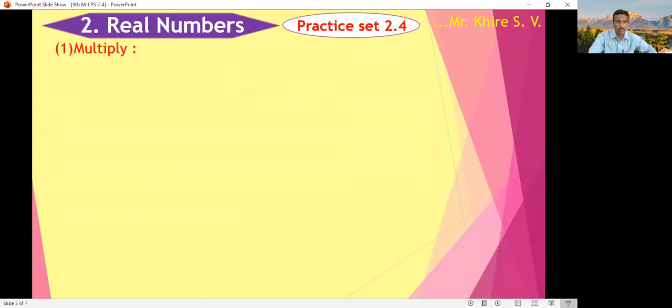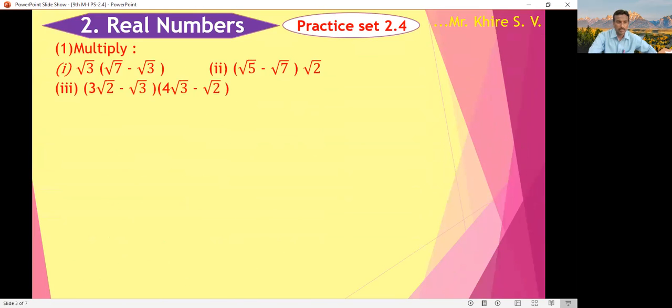Examples. Question number 1 is multiply. The first example is root 3 into root 7 minus root 3. Second example, root 5 minus root 7 into root 2. Third example, 3 root 2 minus root 3 into 4 root 3 minus root 2.